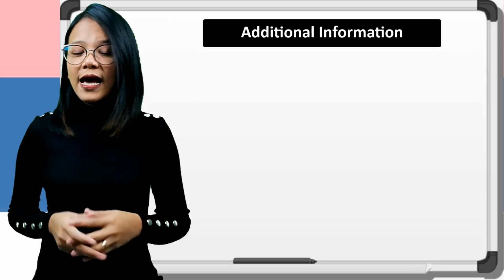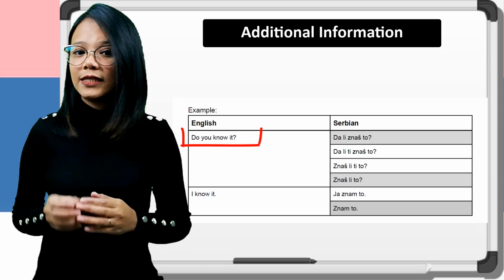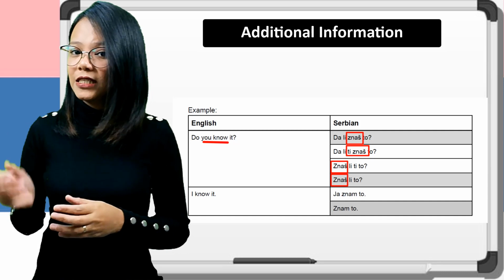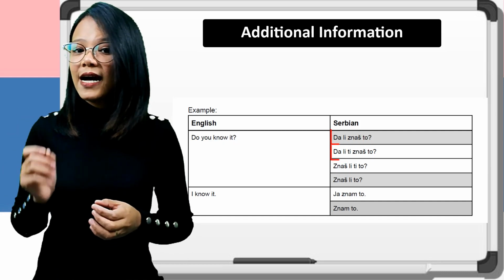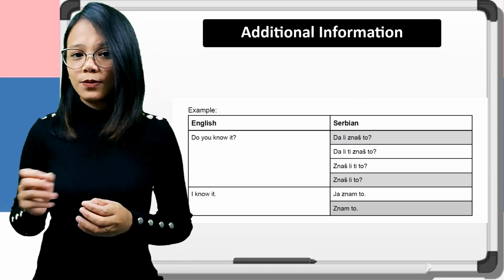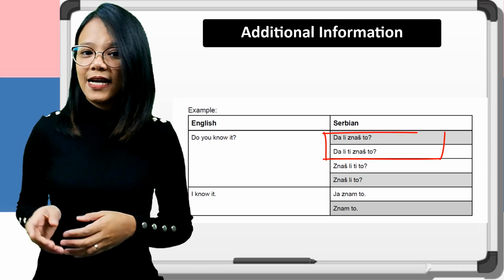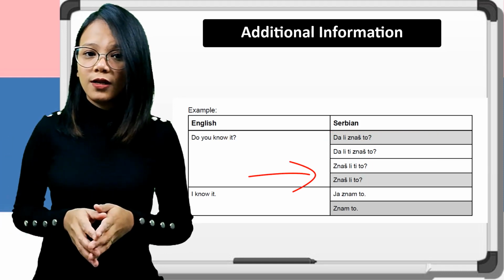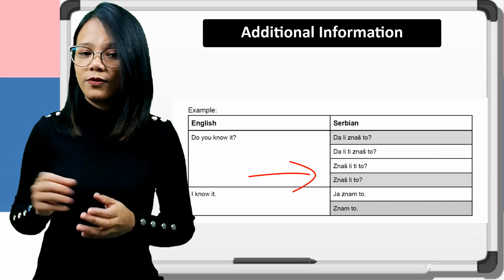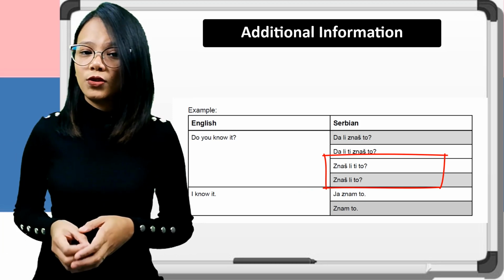Additional information. As you can see in the PDF, I put example sentences. For example, the sentence, do you know it? So, you know is znaš if it's singular. And they are adding da li or li as a question indicator. Da li znaš plus the Serbian word for it or that, to. Da li znaš to. For short version, you will insert the question indicator li after the verb. Znaš li to. Do you know that or do you know it?